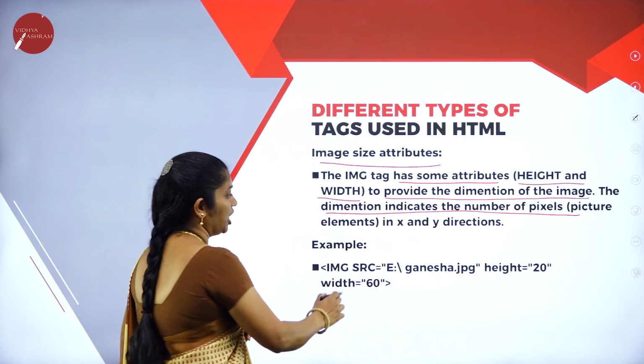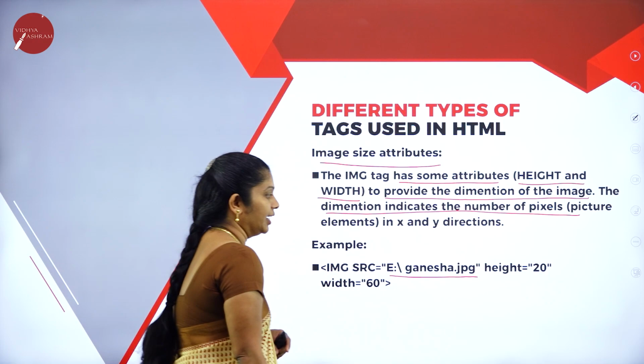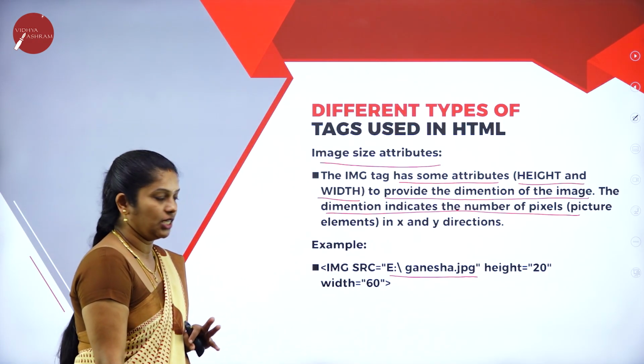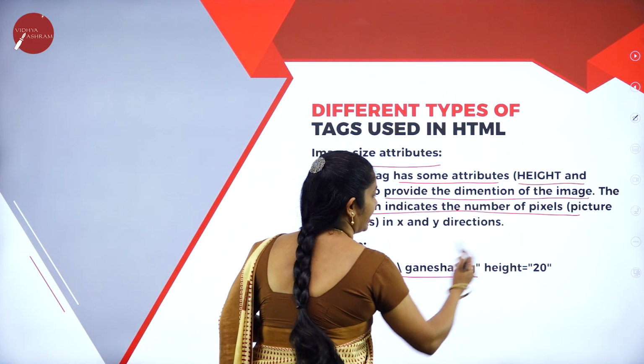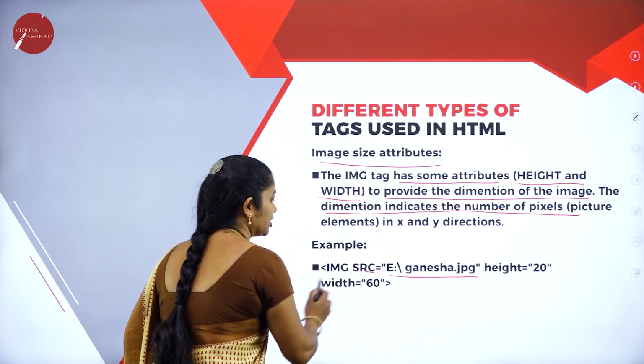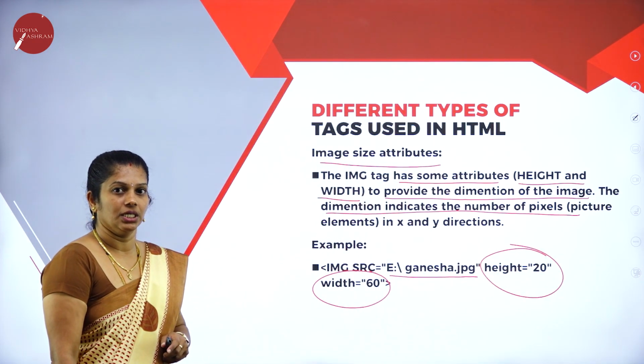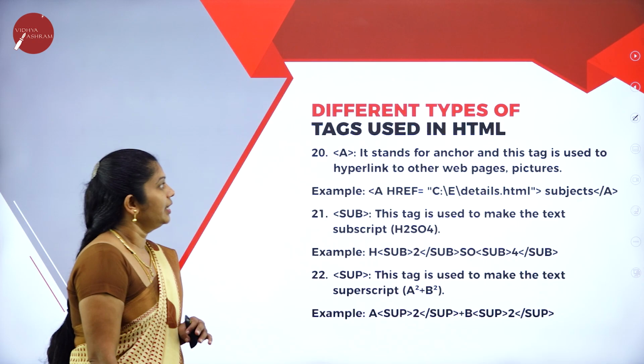For example, image source equals E drive ganesha.jpg we are given, and here height we are given as 20 and width we are given as 60, and it means that height as well as width both you can give for your picture here. Now is it clear? Next, we will move on.